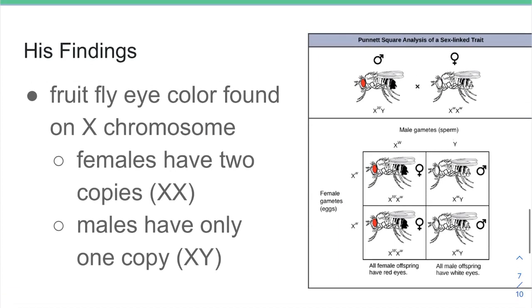Why was it more common for a male to have a white eye than a female? The fruit fly eye color gene is found on the X chromosome, so we could call this an X-linked trait. Females have 2 copies of the X chromosome, XX, and males only have 1 copy, so it was more likely for males to have this trait show up.